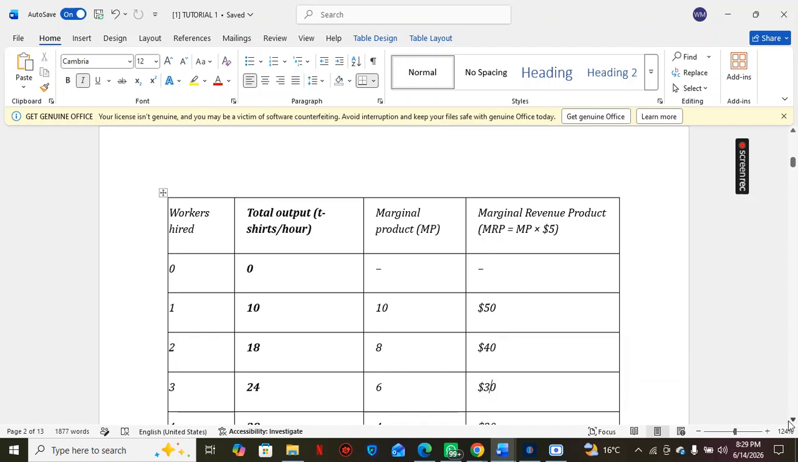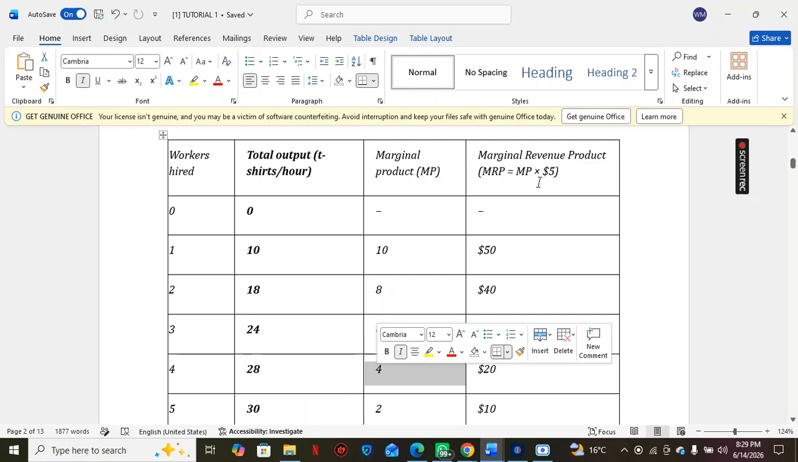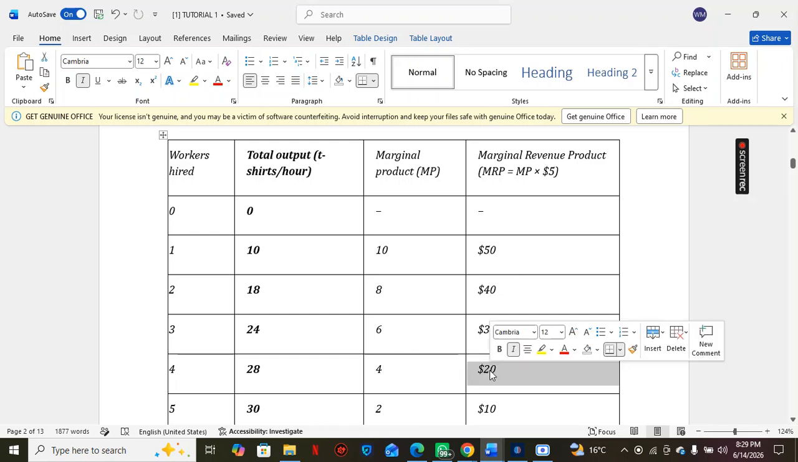Okay. You hire another worker. Remember, two machines. You've now got four workers. Your output increases to 28 sheets. The additional product that this fourth worker has brought, 28 minus 24, four sheets. The additional revenue, each of these sheets costs $5, so 4 times $5, $20.